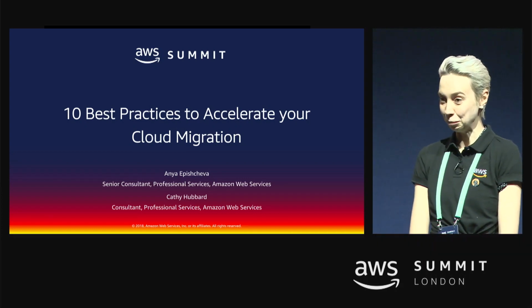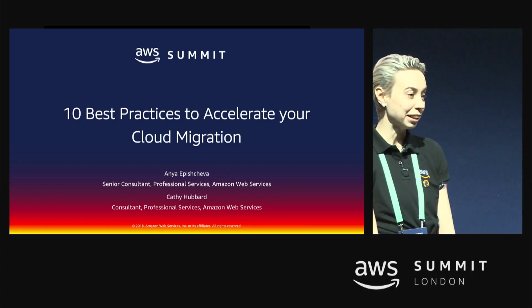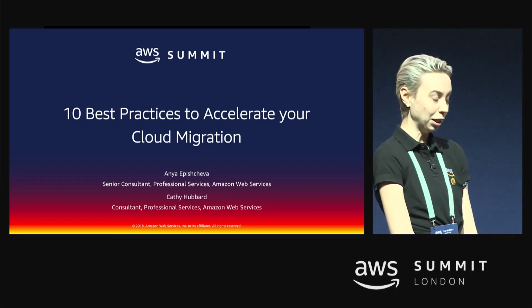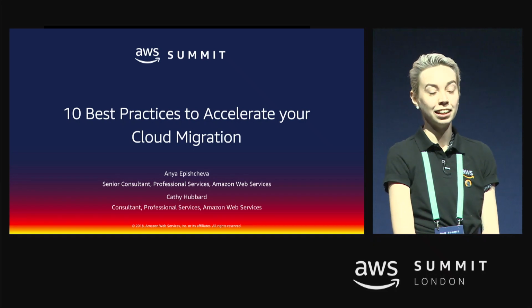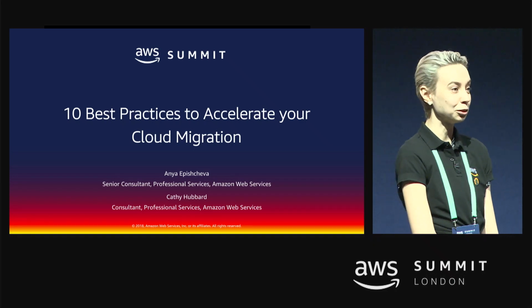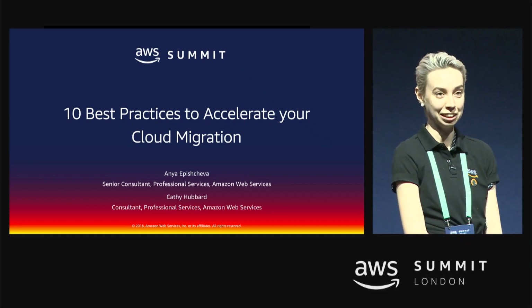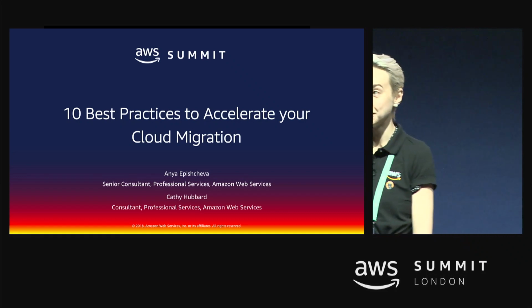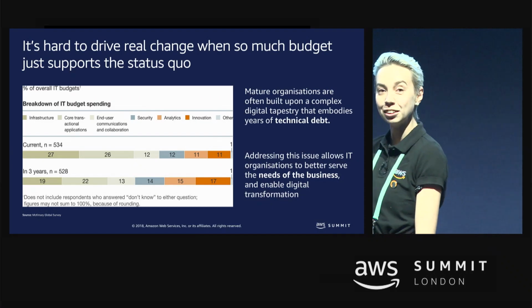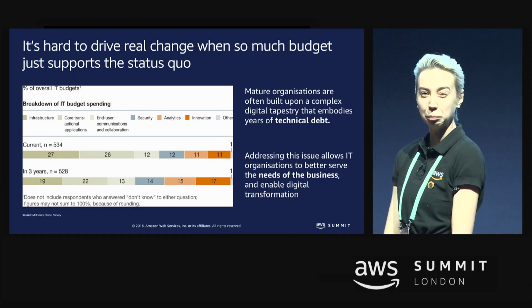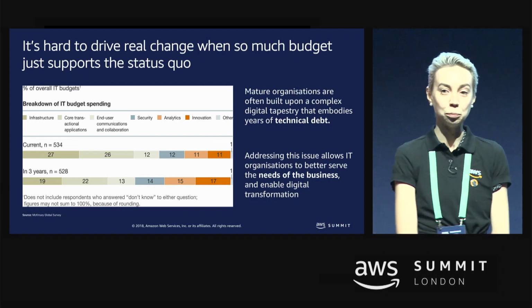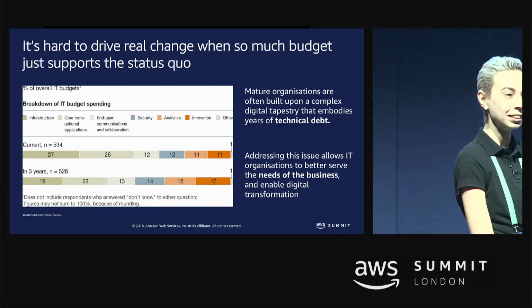My name is Anya Episheva, and I work for AWS Professional Services. My role is senior consultant, and my daily life is to scope and deliver digital transformations and migrations. And before I start talking about the 10 best practices, I would like to put migrations into context.